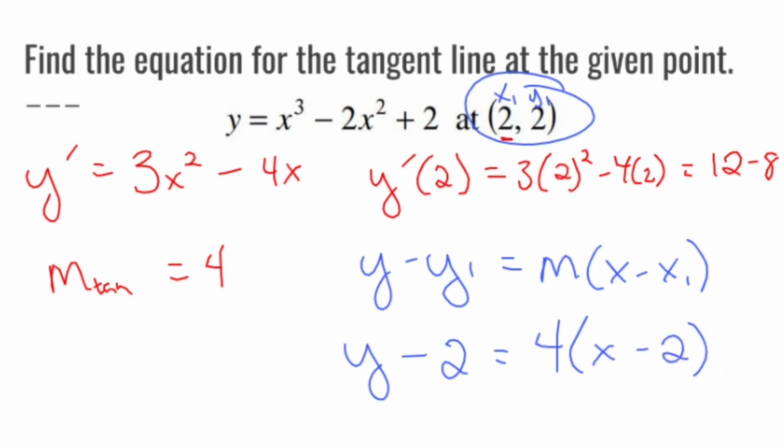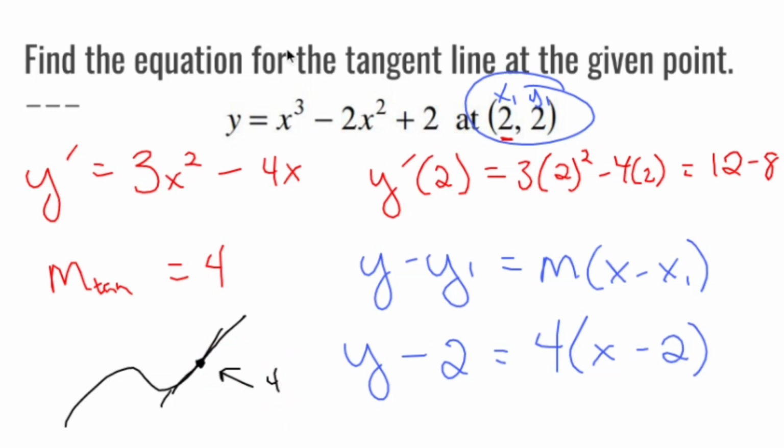Now, what this looks like graphically, all right, is graphing something like this. Graphing a cubic is going to give me something that looks like this. At some point 2, 2, I have a tangent line where a slope is 4.